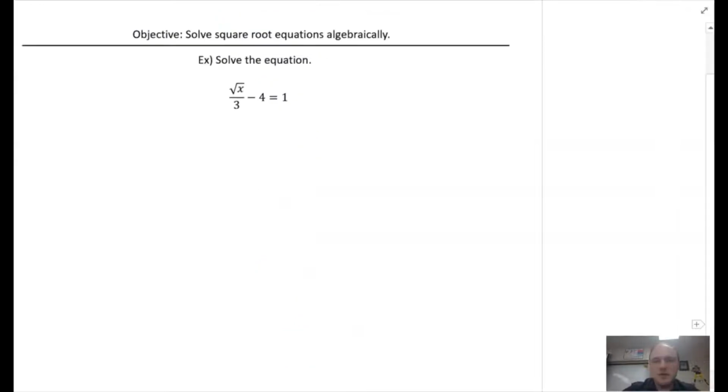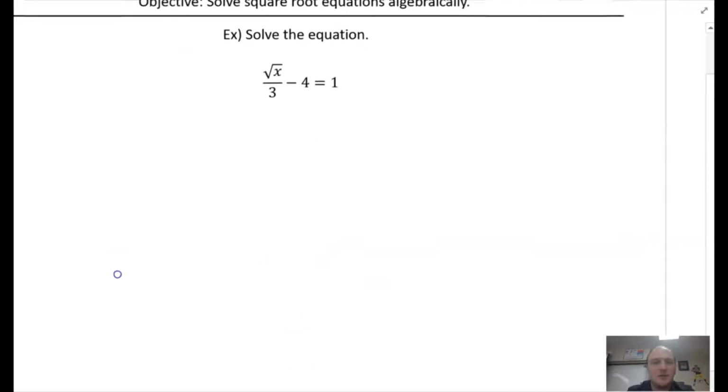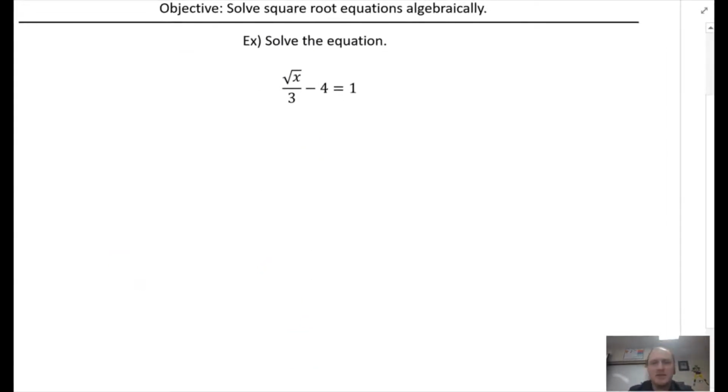Okay, so here is the last example that I'll do with you. And this one isn't any more complicated. It's just that we have multiple steps going on. So in order to isolate my radical, I have to go backwards from PEMDAS, right? I'm going to undo addition, subtraction. I'll add 4 to both sides, and we get root x over 3 is equal to 5.